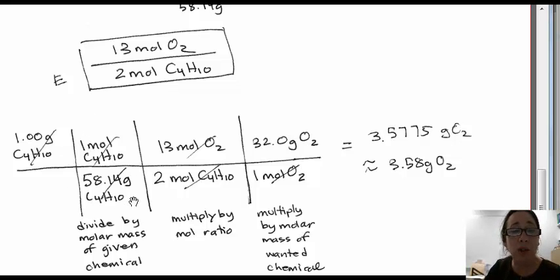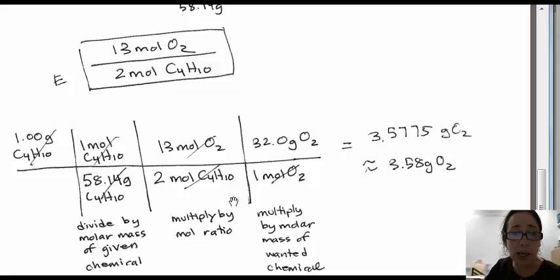Anytime we're doing mass to mass, the first thing I'm going to do is divide my given by the molar mass of the given chemical. Then I'm going to get to moles of C4H10. The next step is always the same. I'm going to multiply by the mole ratio, which I've already put in the proper form, because I know the given chemical goes in the denominator, the wanted chemical goes in the numerator.